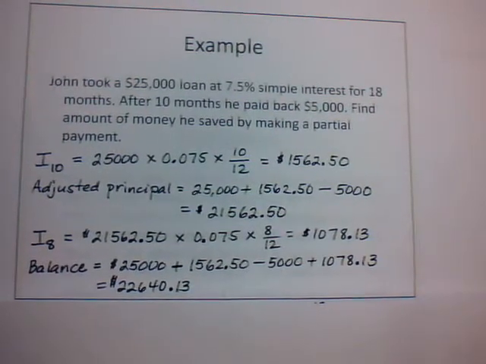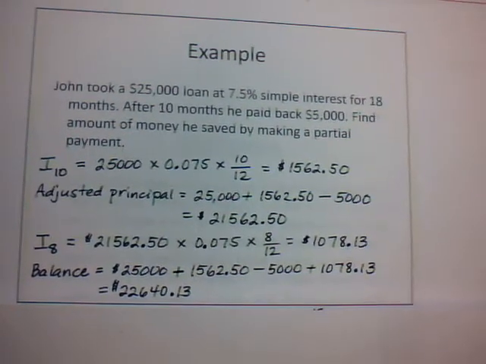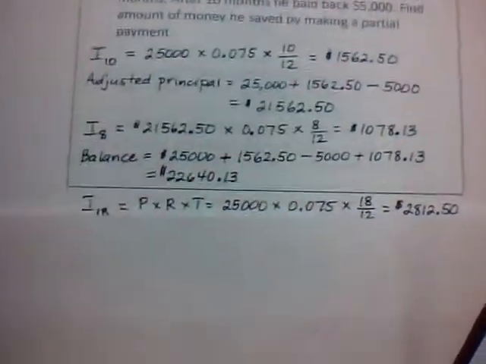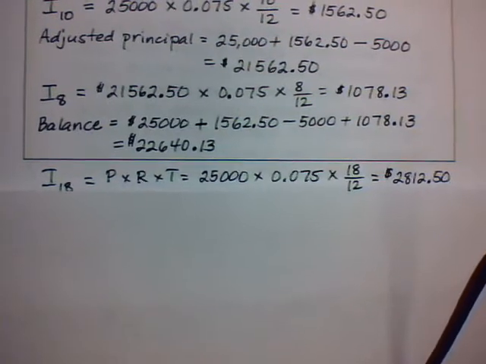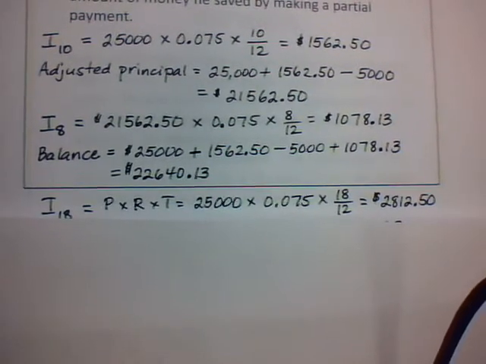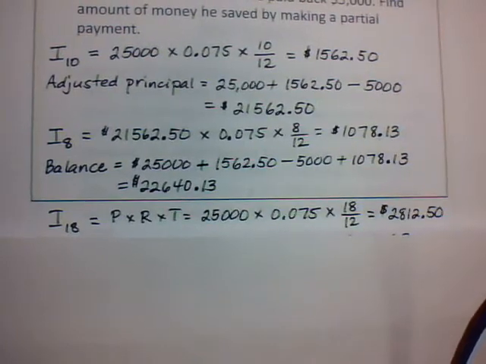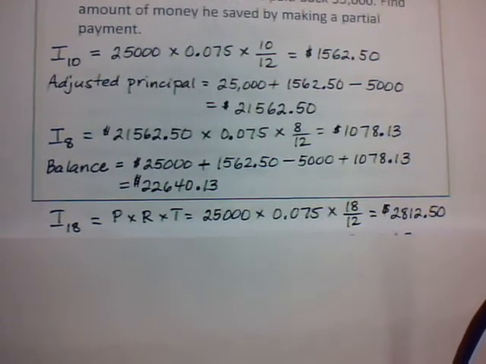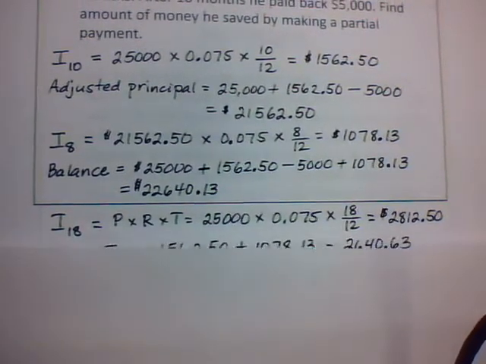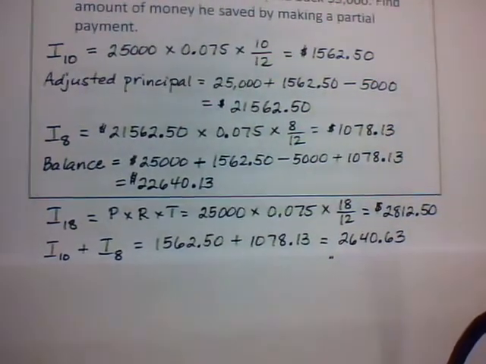Now the question asks us to find out the amount of money that he saved by making a partial payment. Let's look at how much interest he would pay at the end of 18 months. And that's this formula, I is equal to P times R times T. That's the $25,000 times 0.075 times 18 over 12. So after 18 months, his interest will be $2,812.50.